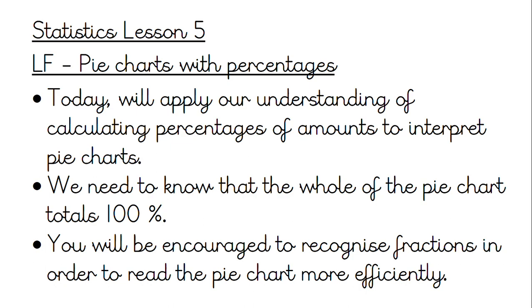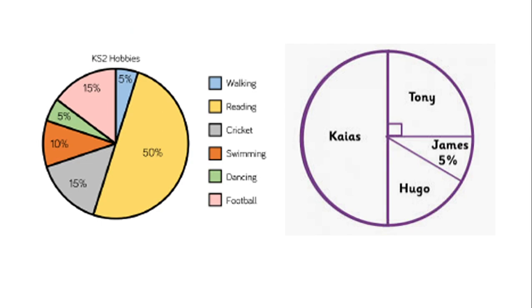Okay, we need to know that the whole of the pie chart totals 100%. That's all of it, all of the pie chart, or all of the pie that you're going to eat, perhaps, if you want to use that analogy. And you'll be encouraged to recognise fractions in order to read the pie chart more effectively or efficiently. Because actually, if you can recognise the fractions, then you will know what their percentage equivalents are going to be.